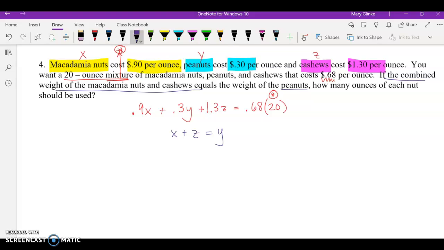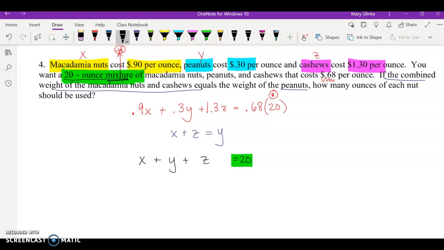And we have two equations right now, and we need a third. What happens with these mixture problems is that when we do our price times the amount, that's how we end up with our first equation. But the number of ounces is going to help us come up with the second equation. So we want 20 overall ounces, and we don't know how many x, y, or z ounces we would have for macadamia, peanuts, and cashews. So we would just use x plus y plus z equals 20 for our third equation.